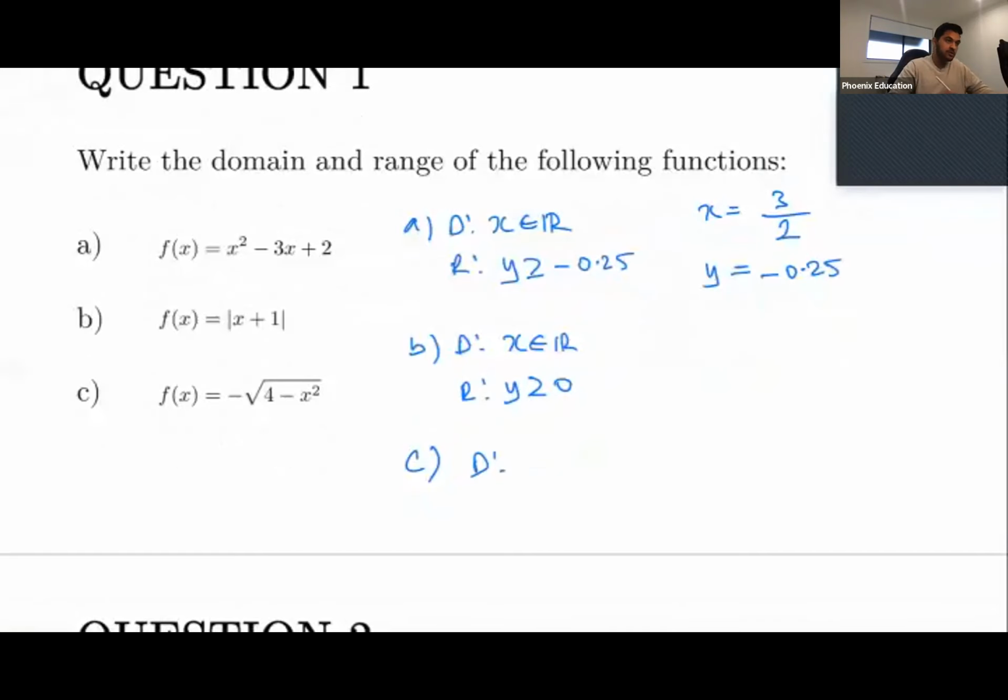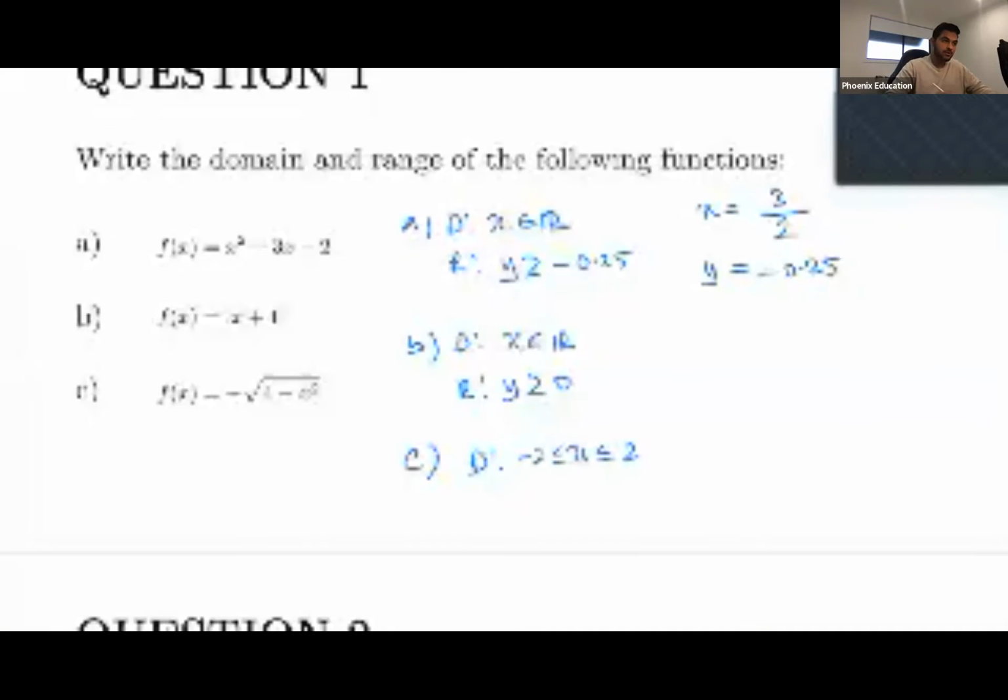Okay, and for part C, this is a semicircle. So the domain should be between -2 and +2. And the range, this is an upside down semicircle. So it will be between -2 and 0. So if you're a bit confused about that last one, the semicircle looks like this.